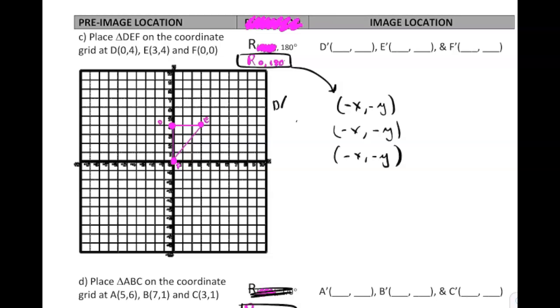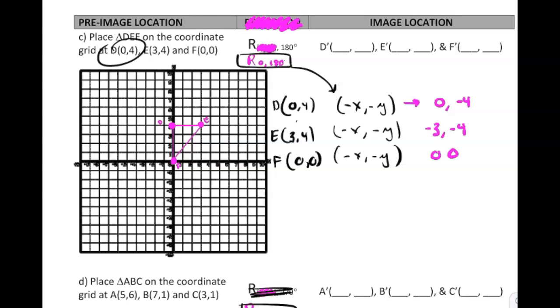So in this case, if D was 0, 4, and E was 3, 4, and F was 0, 0, there's not much to change with all those zeros, but that means they would come out and they would look like, well, 0 can't change, but that one can. Change, change, and then 0 can't change. So it seems easy. The difference is you'd have to know or realize that every time you have a 90, a 180, a 270, they're all different rules. So that's method number 1.